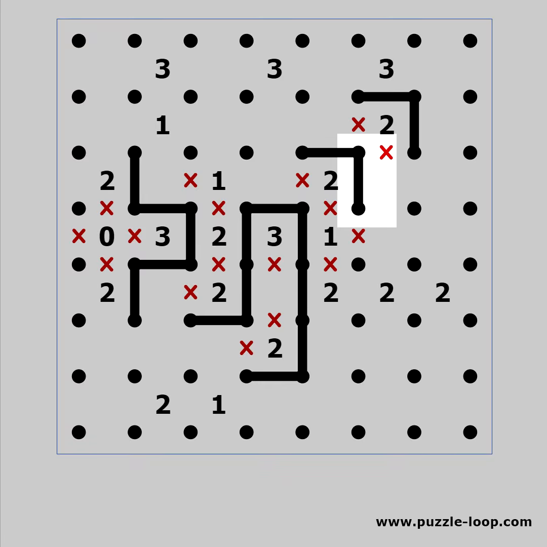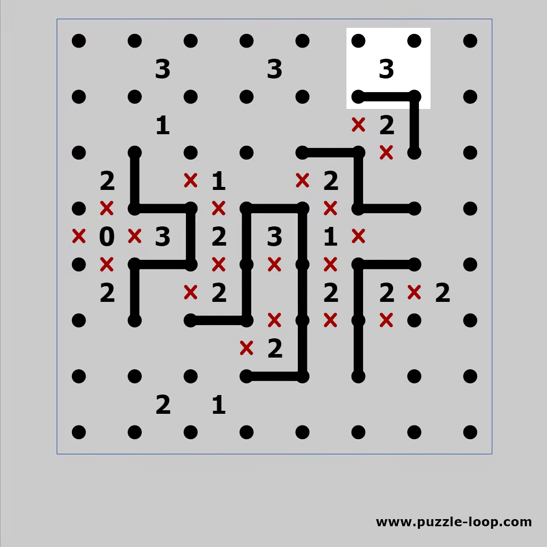This line has nowhere else to go but to the right. This 2 cannot have a line on the bottom side. Its second line should be on the right side. The upper end of this line can only continue to the right. This also solves the 2. And the bottom end of the line should continue downwards.